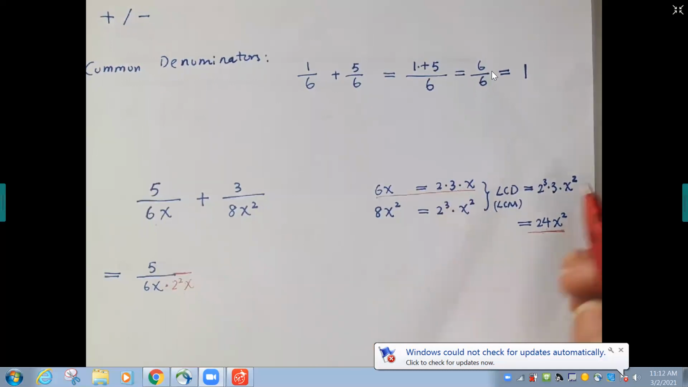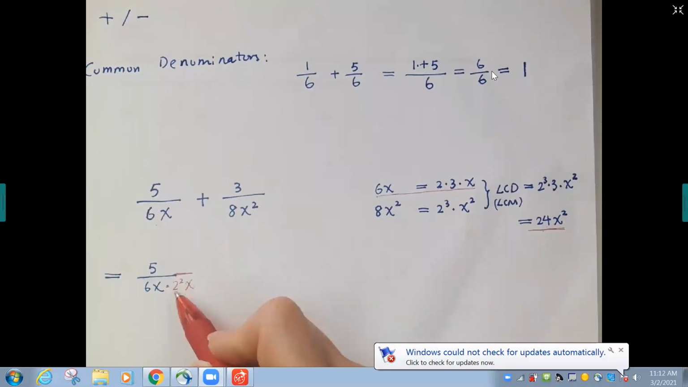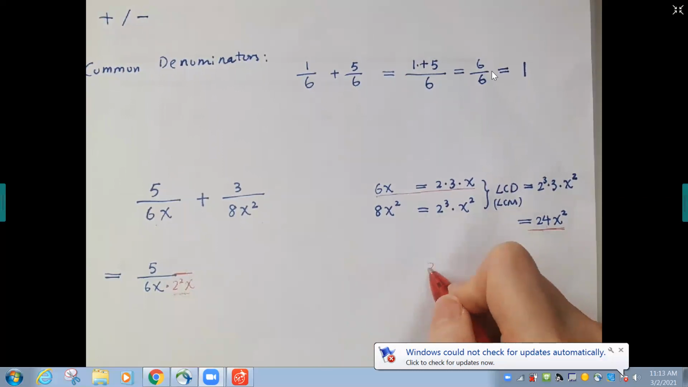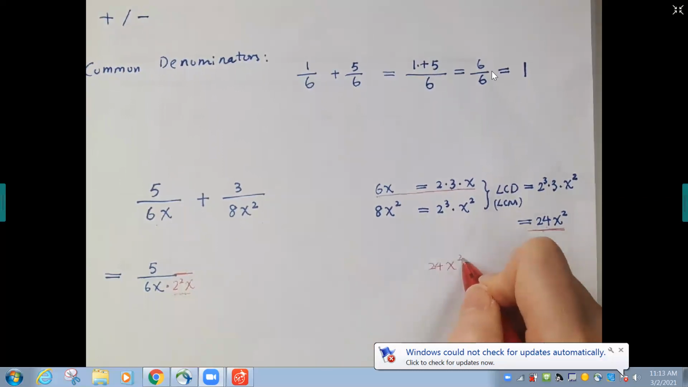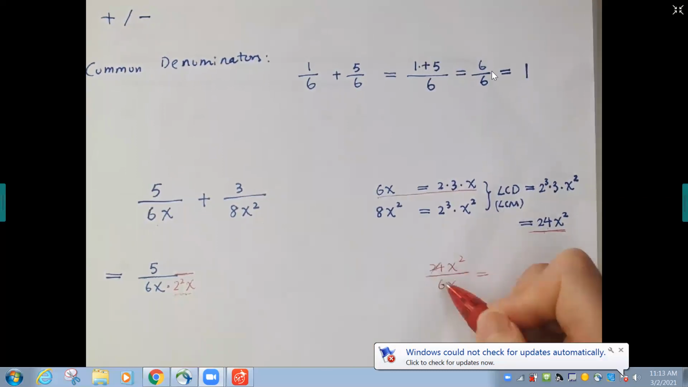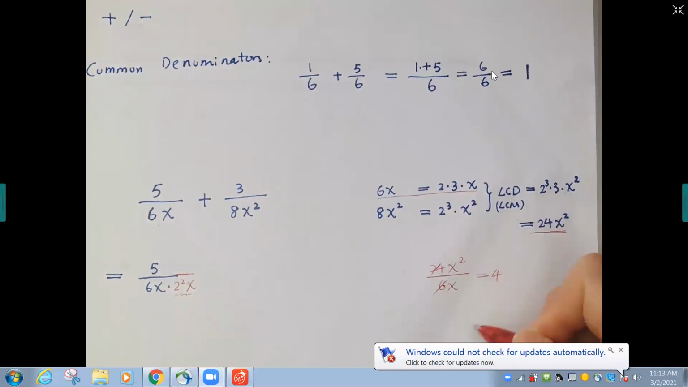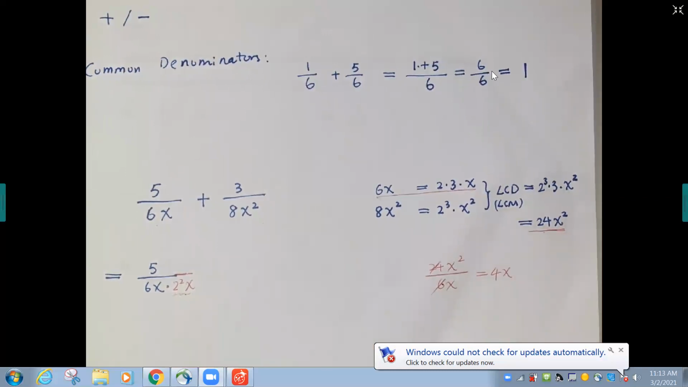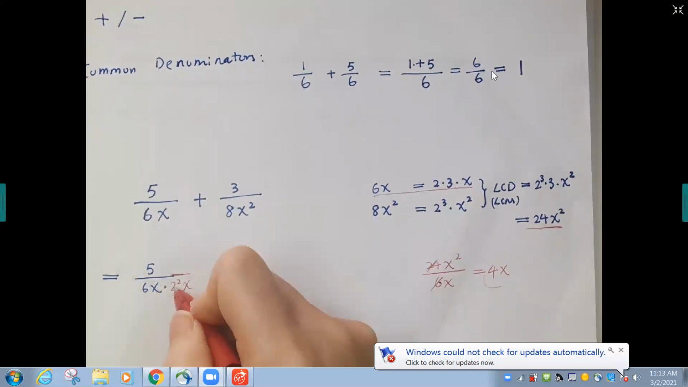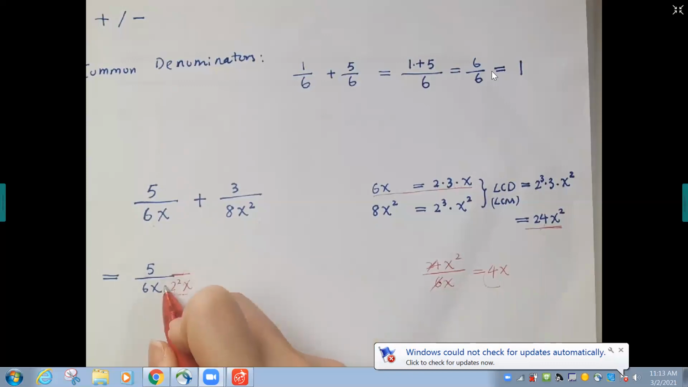Or you see, I really don't like this, professor. So is there any other way to look for what should be multiplied here? Do the division. You see 24x squared divided by 6x. What is the quotient? 24 divided by 6, that's 4. x squared divided by x, that's x. So 4x should be multiplied here. So you either write down 2 squared x or 4x.